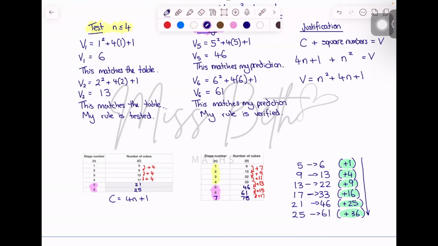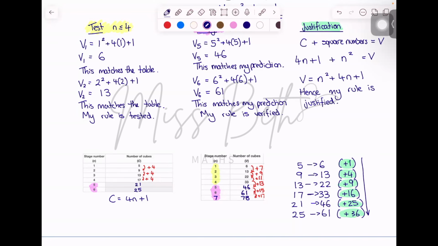You, of course, need to, first of all, make it very clear that this is a justification. You definitely want to write down your thought process. So here we know that C plus the square numbers is equal to V. And then all we're doing is substituting in the formulas that we found for those respective parts. You would want to finish this with testing and verifying to say, hence my rule is justified.